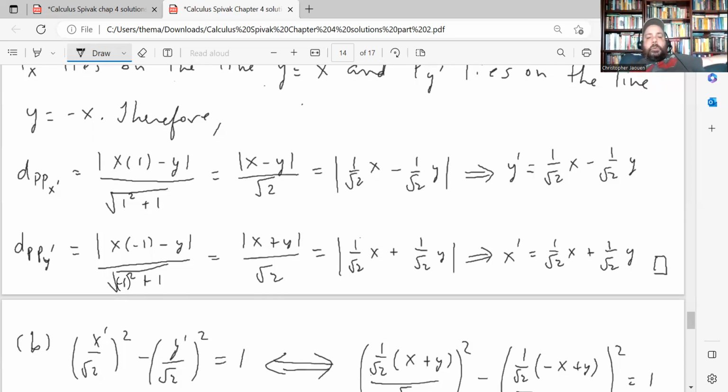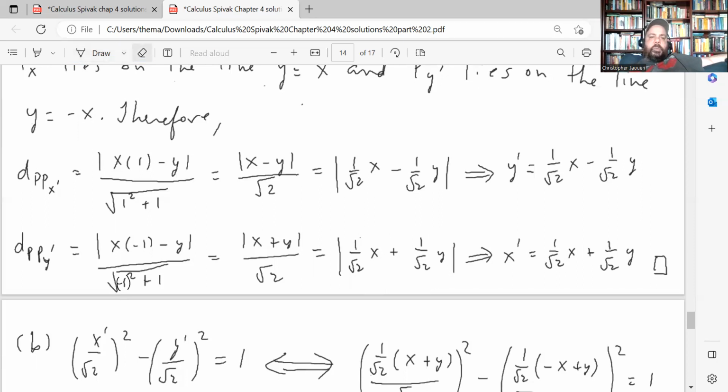So x prime is equal to this quantity here. Whatever it takes on the same sign as that quantity, it has that magnitude though. So x is equal to just the quantity 1 over radical 2 x plus 1 over radical 2 y, right? And that's the derivation of those formulas, which I thought was pretty neat.